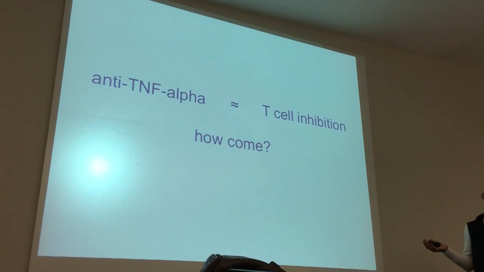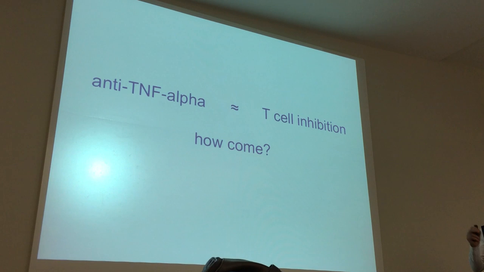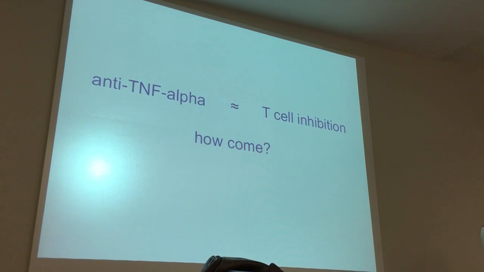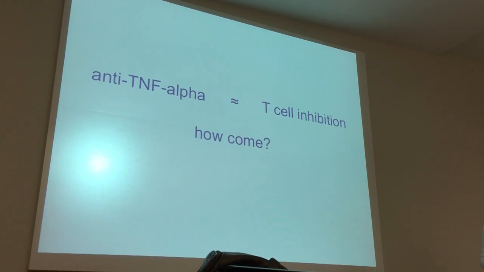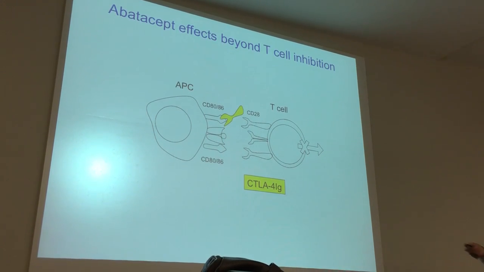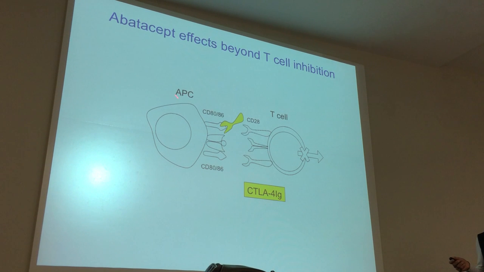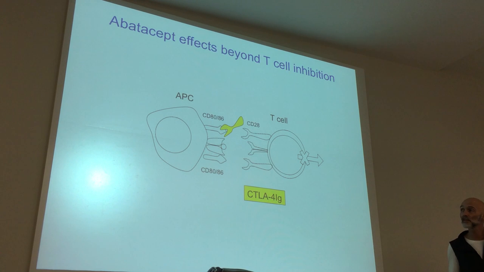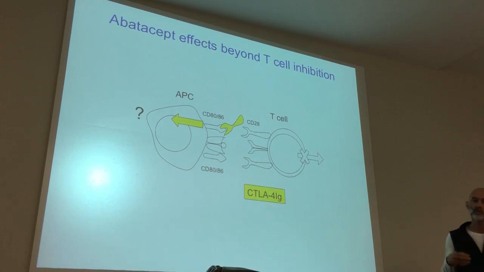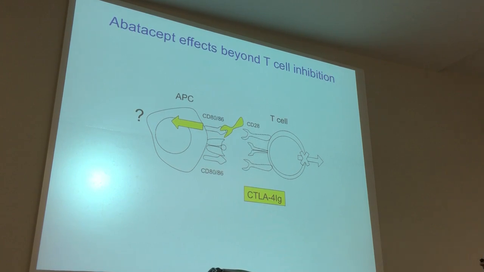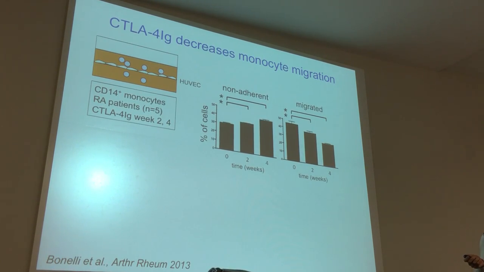How can it be that you interfere at two very different points in the pathogenesis, either with a TNF blockade or via T-cell inhibition, and this gives you practically the same clinical outcome? Now, one reason might be the binding to these costimulatory molecules on the antigen-presenting cell. Of course, this blocks, as we already heard, the activation of a T-cell. But at the same time, there was the theory that it could also lead to a backward signaling inside the antigen-presenting cell. And this was actually true.